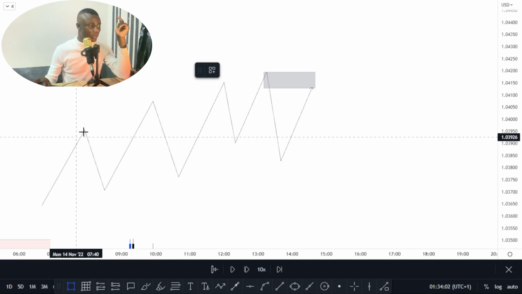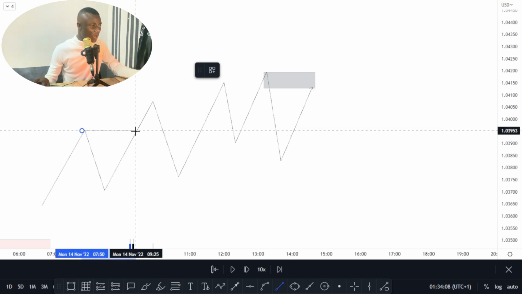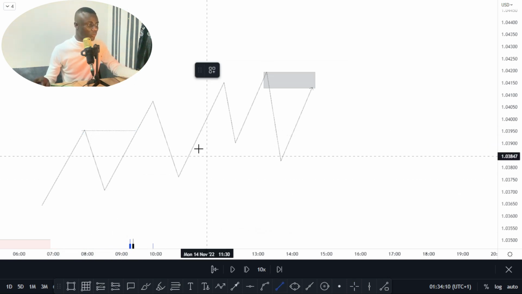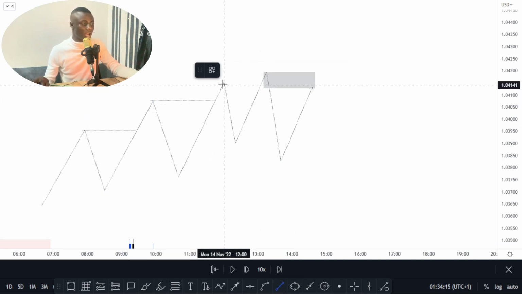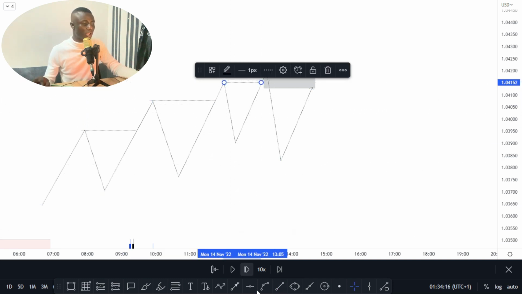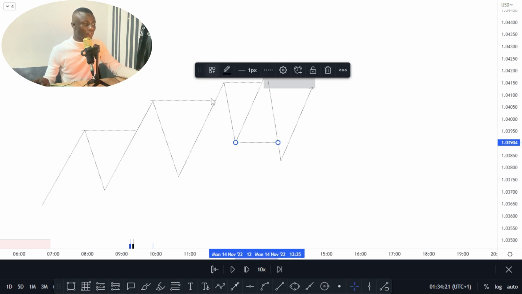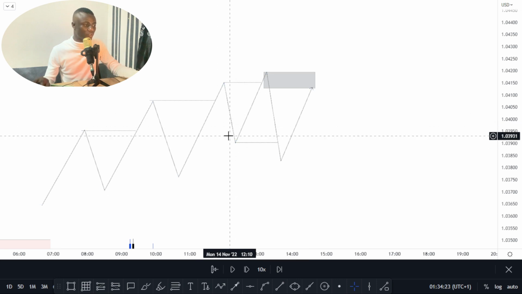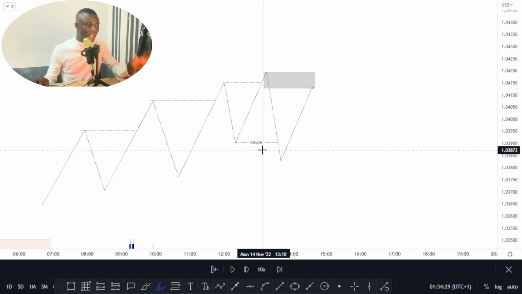Now, before this one, you can see that price has been creating several breaks of structure. So we have this as a break of structure. We have this as a break of structure. We have this as a break of structure, and we now have this as a change of character. So for the first time, we now have a change of character indicating that price is willing to go to the downside, right? So that's the first thing you actually want to look out for.